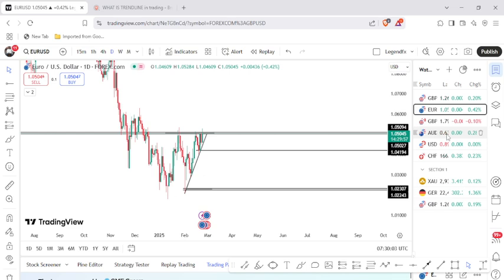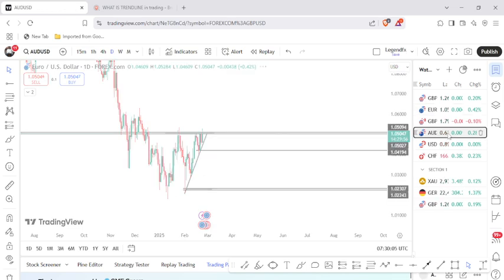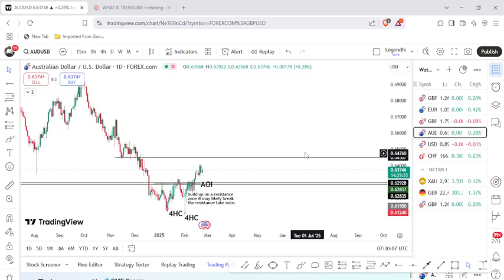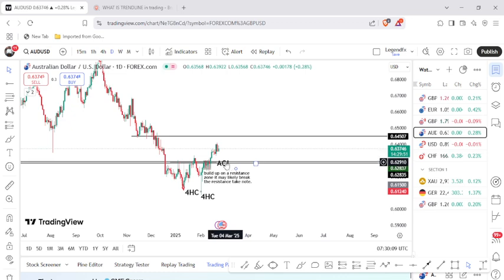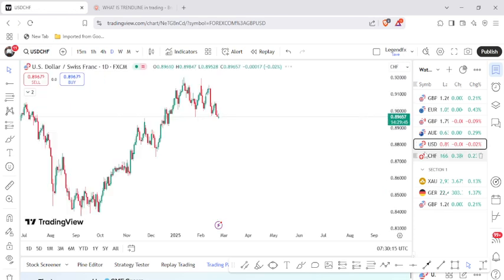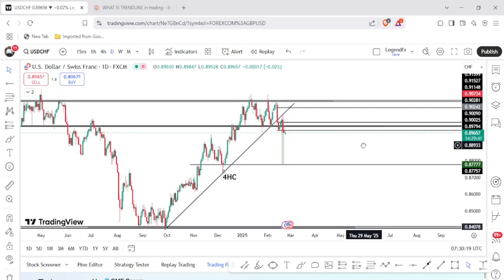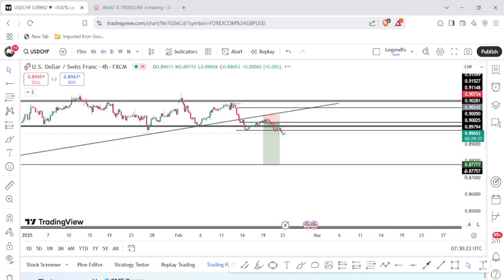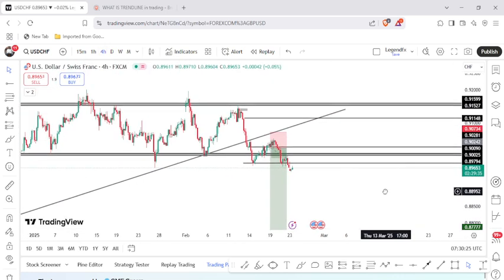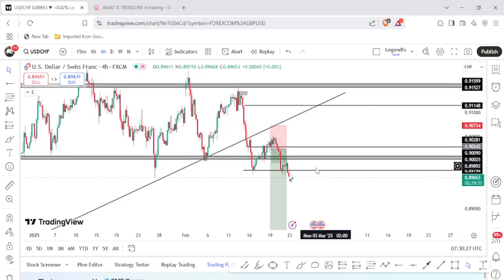And AUD USD is still the same thing. This is where I was waiting for this guy to come, but for some reason he didn't come. And I'm currently in a sell position on this particular guy. I think I didn't mention this guy too. Maybe I did a video on this, I don't really know if I did it or not, but this is what I have.